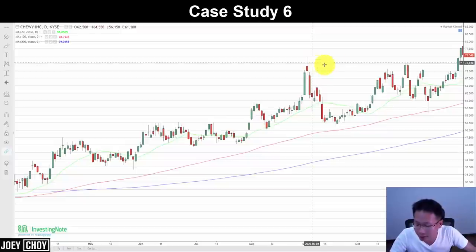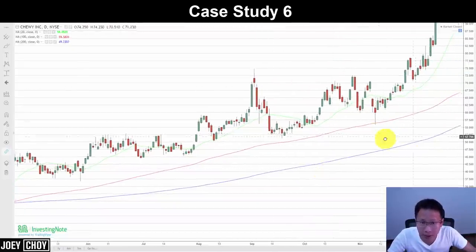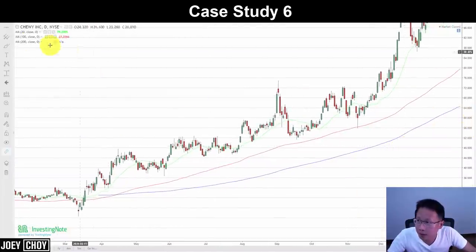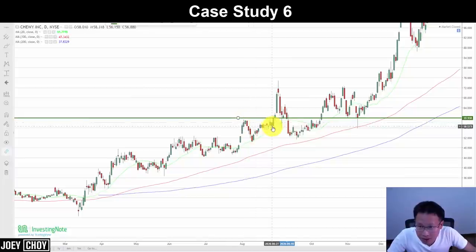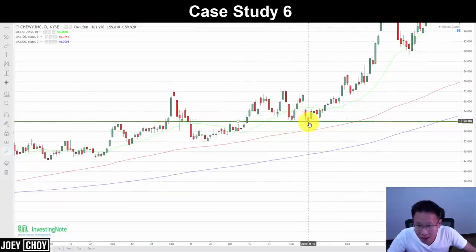Okay, let's see if we can find another one, right? So somewhere around here, I think. All right, so this was a bit of a support. Let me just draw this line right here. You can see this is a bit of a support level. It's like the resistance, it broke up, went back down, and eventually we broke up above this resistance, and then came back down, and we saw this candle right here, right?